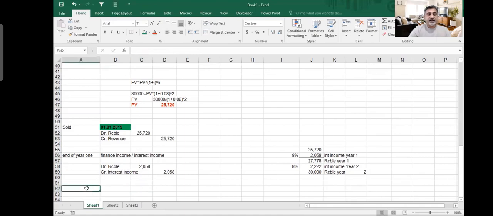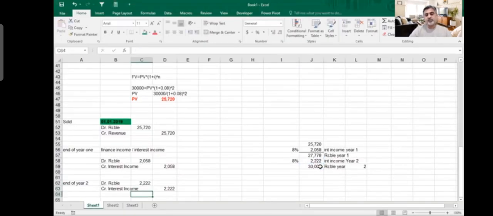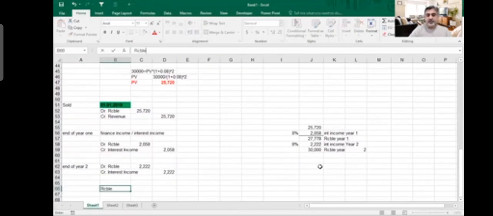Then at the end of the second year, at the end of year 2, again I would pass on this double entry, and now this time the interest income is 2222. Now if you see how much your receivable is now, it was 25,720 plus 2058 plus 2222. Now it is exactly 30,000. Your receivable has increased over the time.